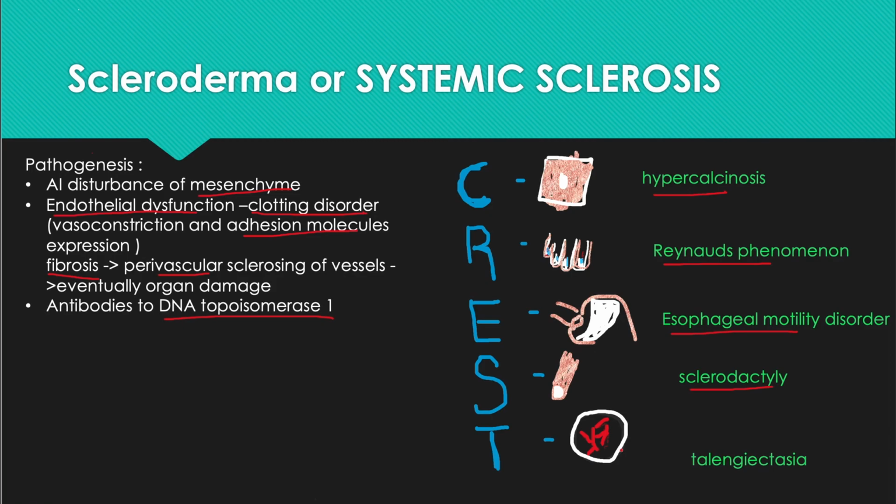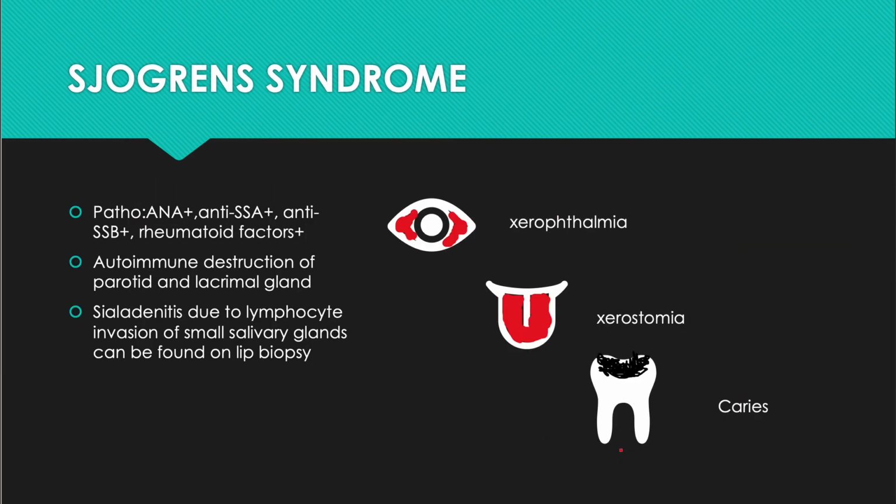And after this, let's move on to Sjogren's syndrome. It's basically the autoimmune destruction of parotid and lacrimal glands. Patients will also have sialadenitis, that is inflammation of small salivary glands due to lymphocyte invasion, which can be found in lip biopsy. And patients will also have antibodies like anti-nuclear antibodies, anti-SSA, that is Sjogren's syndrome A, and anti-SSB, Sjogren's syndrome B antibodies. Rheumatoid factors can also be present in these patients.